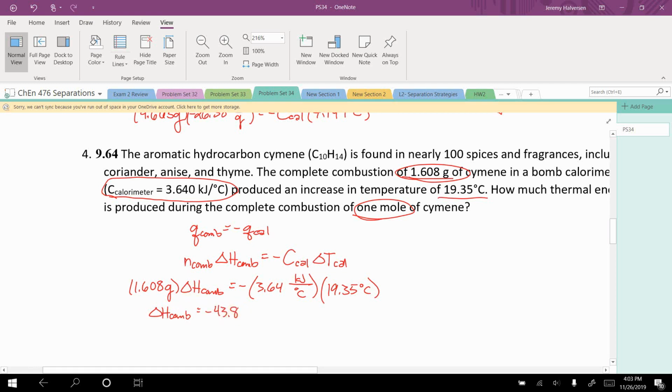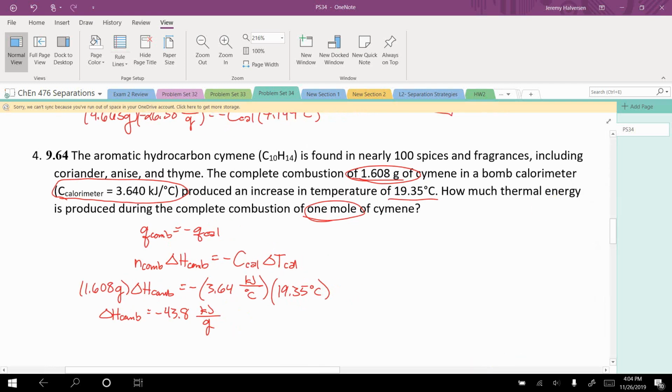Is that the answer? No, it's not the answer. Why? What are the units here? I've got kilojoules on the right side, because Celsius cancels, divided by grams on the left side. This means when I burn 1 gram of cymene, I release 43.8 kilojoules of energy. That's awesome, and that's true, and that is a perfectly valid delta H of combustion. But it wants to know how much thermal energy is produced during complete combustion of 1 mole. This is per 1 gram.